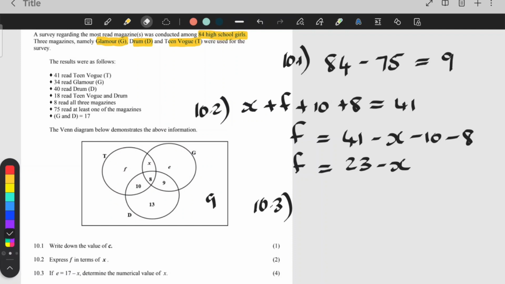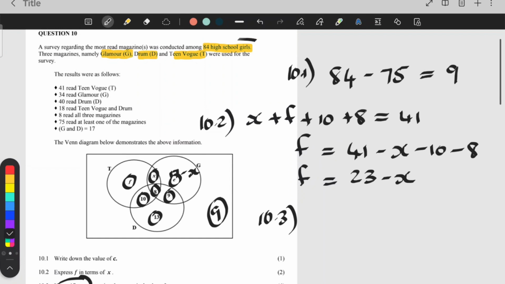10.3 says, if E is 17 minus X. So this E is 17 minus X. Calculate or determine the numerical value of X. So let's quickly look. We know F plus 10 plus 8 plus X plus 8 plus 13 plus 9 plus E plus this 9 outside. All of these numbers must give me a total of 84.